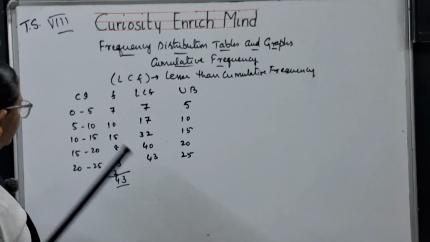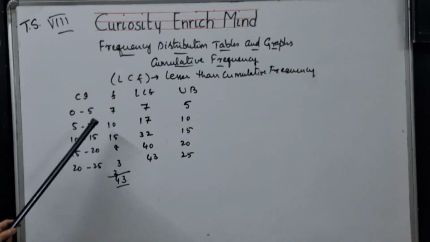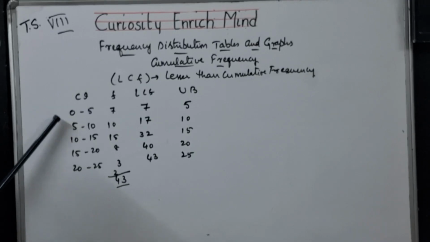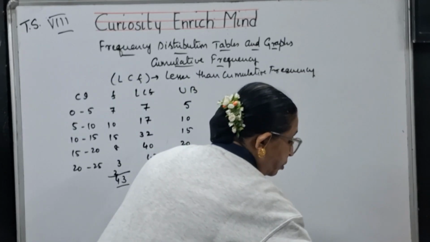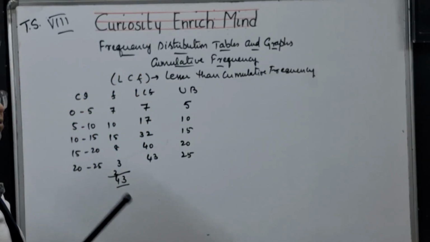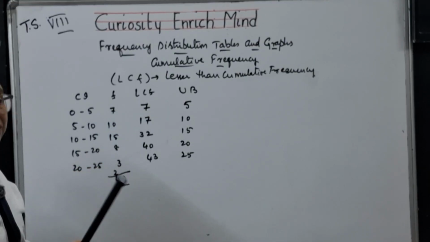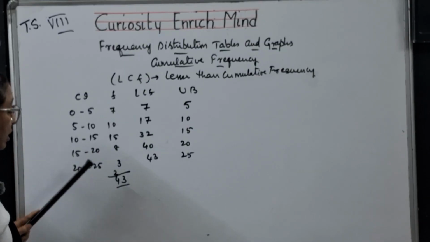So here the class intervals given are 0 to 5, 5 to 10, 10 to 15, 15 to 20, 20 to 25. Frequencies are given like this. Now since you want less than cumulative frequency, observe the least value. It is here. Sometimes if they are writing in descending order, it may come down also. So don't develop a habit of from bottom to top greater than, top to bottom lesser than. That kind of thought process is wrong. As the name indicates, lesser than cumulative frequency should be from the lesser class interval. Greater than cumulative frequency from the greater class interval.